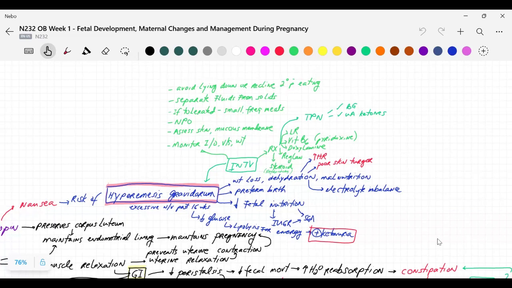IUGR is intrauterine growth restriction. So what does that mean? The baby is not growing soundly, and because of that, the baby becomes SGA. What is SGA? Small for gestational age. What is gestation?